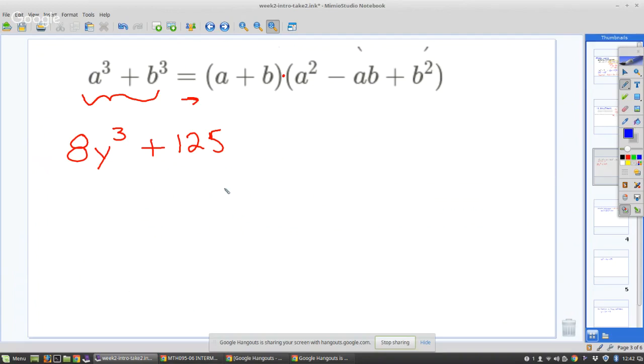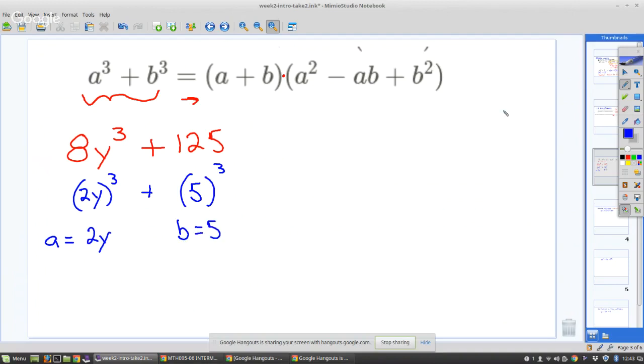So my guess is that 8 is the cube of 2. So if I take 2y, and then I cube it, 2y times 2y times 2y, that should give me 8y cubed. Guessing at 125, if you take 5 times 5 times 5, yes, you will get 125. So in this case, I think my A for the formula above is 2y, and I think my B is 5.